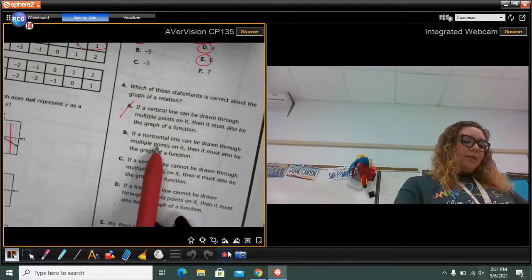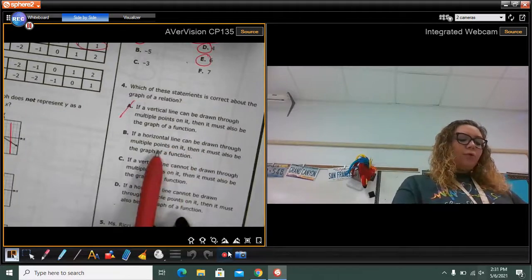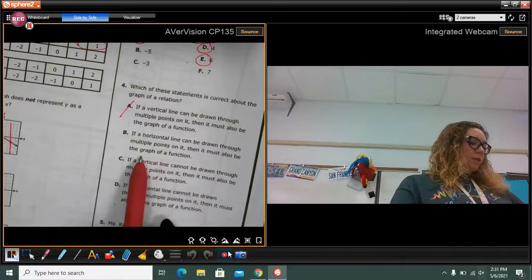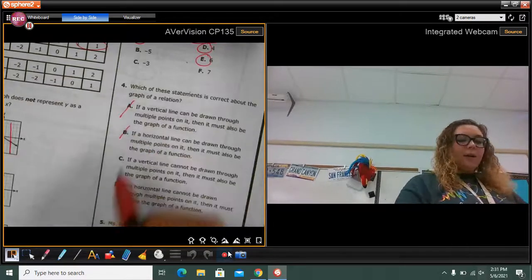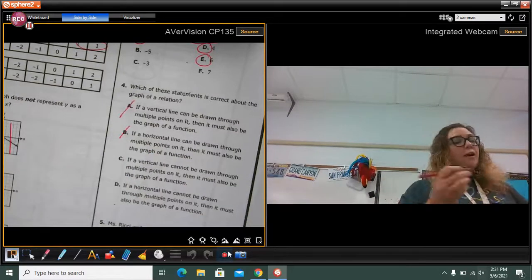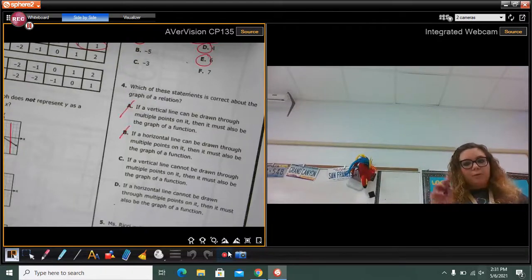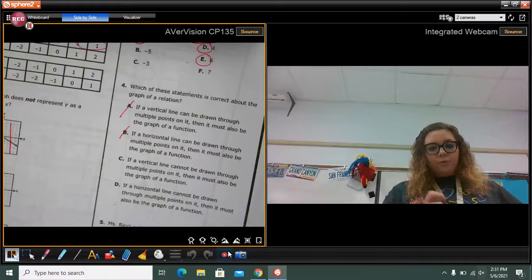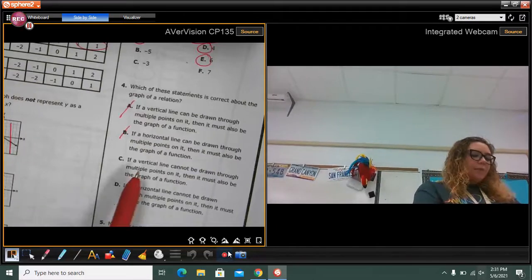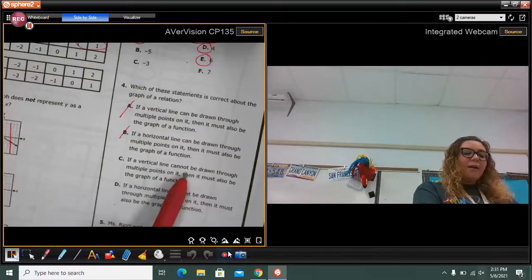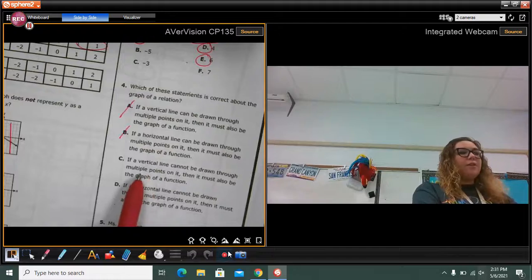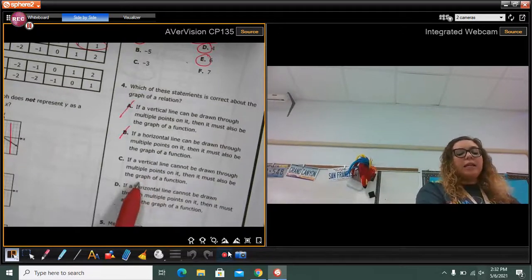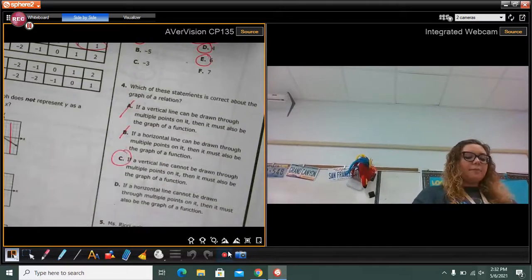B. If a horizontal line can be drawn through multiple points on it, then it must also be a graph of a function. Nope. Okay, remember, it's the vertical line test, not horizontal. Okay, there's only one test that can test if a graph is a function, and that is vertical. Okay, let's look at C. If a vertical line cannot be drawn through multiple points, so if it doesn't hit multiple points, then it is a function. Yes, my answer is C.